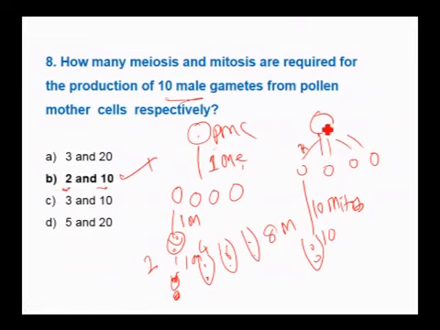Two pollen mother cells have to undergo 2 meioses, and even up to 16 gametes, only 2 meioses. See, the number of gametes and the number of meioses are the same, but up to 16 it is 2 meioses. Suppose it is 18, then you have to go for 3 meioses. Therefore, the answer is B.